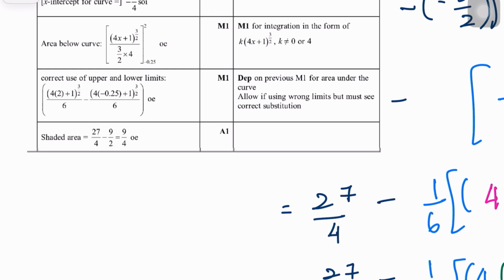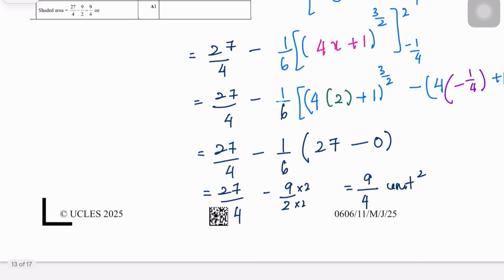When we finish by subtracting the area under the curve from the area of the triangle, we will have our last answer, which is 9 over 4 here.